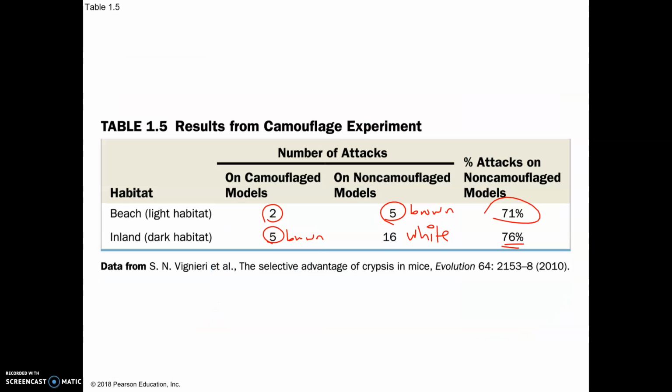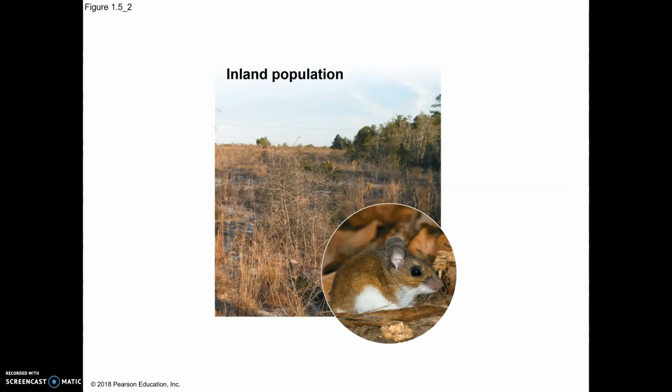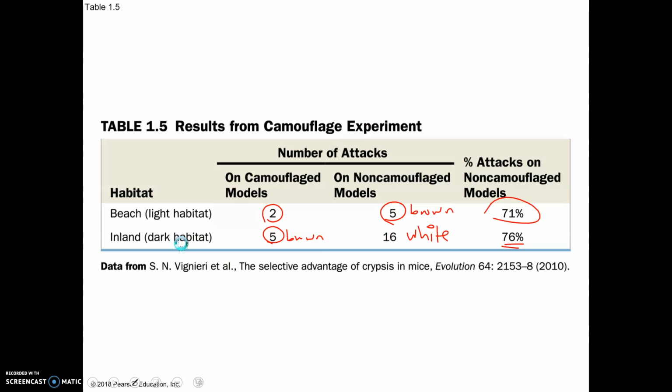So what they basically found was that in the beach habitat, the camouflaged ones, which would be the mice that were light in color, 2 got attacked. The mice that were brown in color, 5 got attacked. So 71% of the attacks that happened were on brown mice on the beach. In other words, the ones that were not camouflaged.